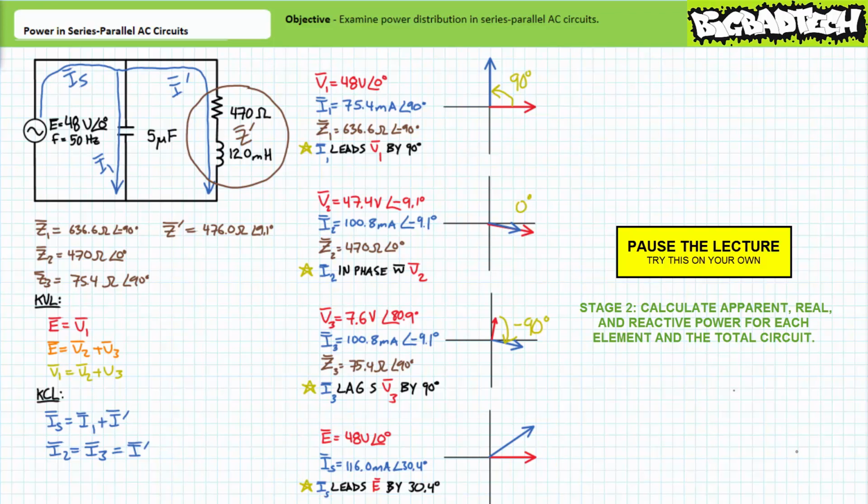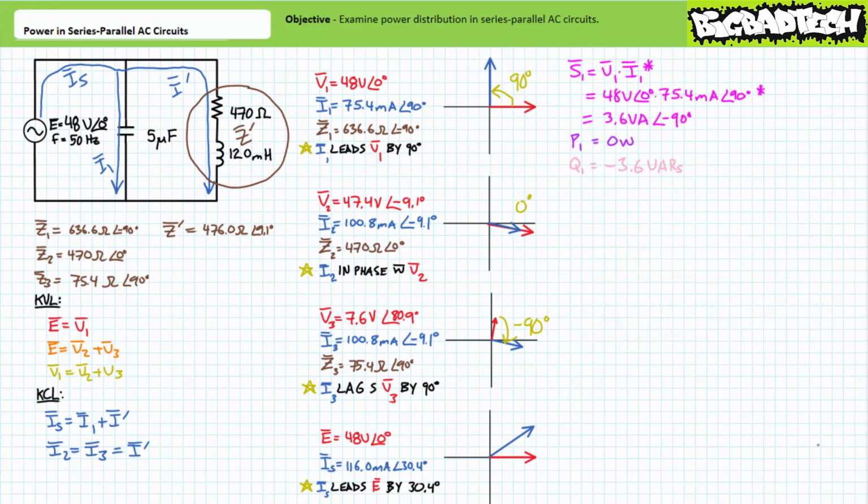By all means, pause the lecture and try this on your own. If you're tracking, you should have obtained the following results. It can be said current through capacitive impedance Z1 leads the voltage across it by a relative 90 degrees. As such, one might expect all of apparent power to be directed towards reactive power.